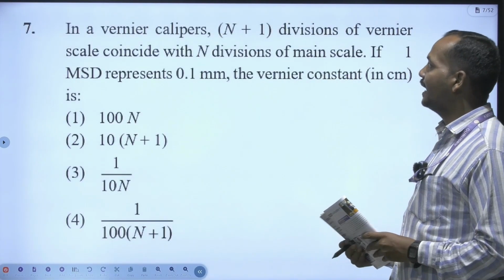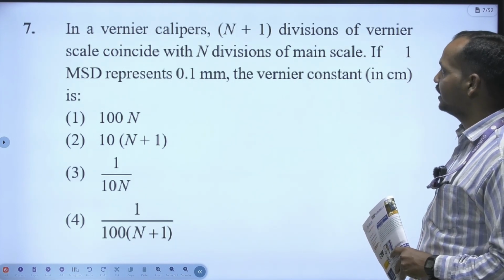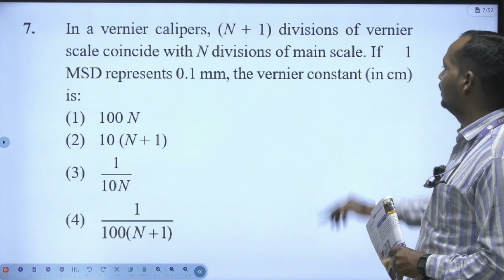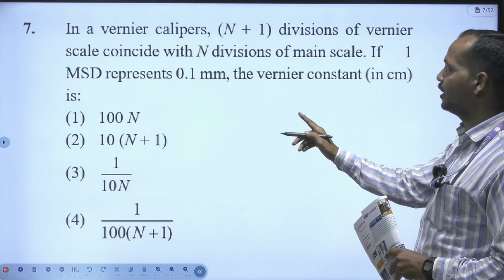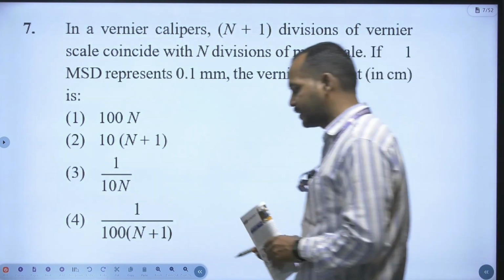In a vernier caliper, n plus 1 divisions of the vernier scale coincide with n divisions of the main scale. If 1 MSD represents 0.1 mm, find the vernier constant in centimeter. What is the vernier constant they are asking?